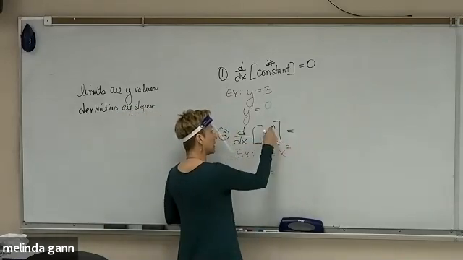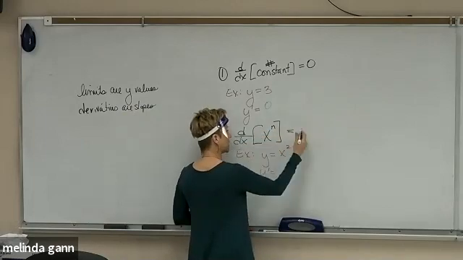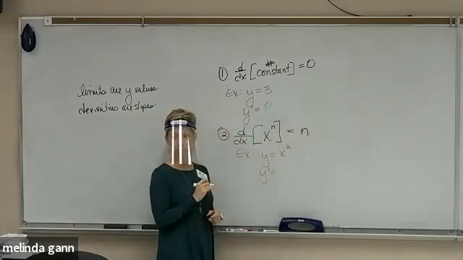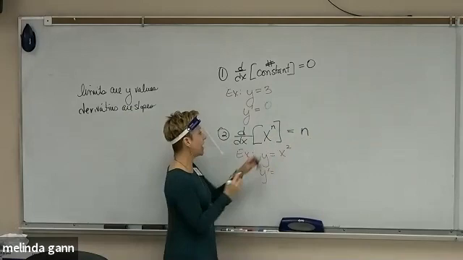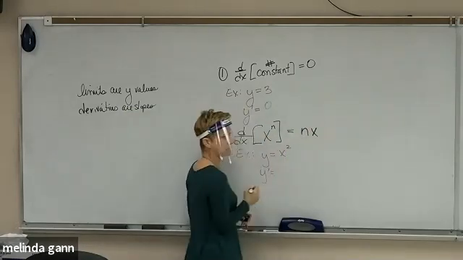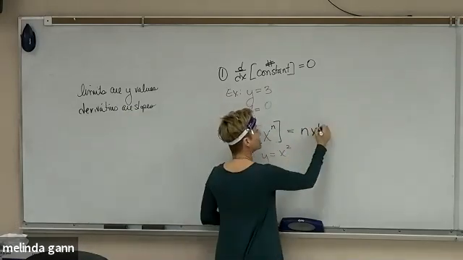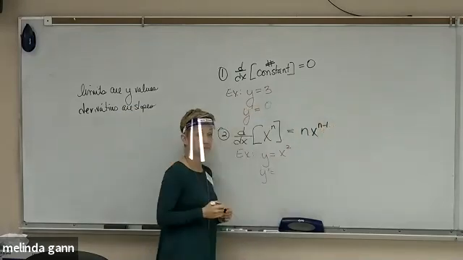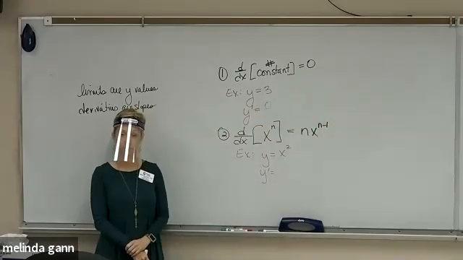Here's the rule. The power comes down and becomes the coefficient. The variable stays the same, and the power goes down by 1. So I've got to learn that rule.